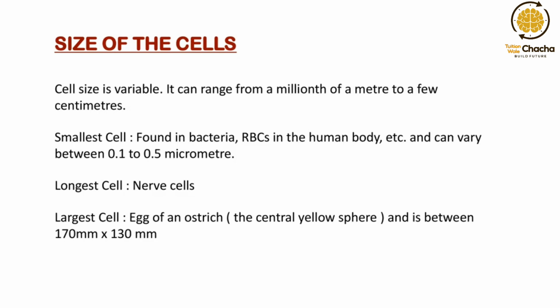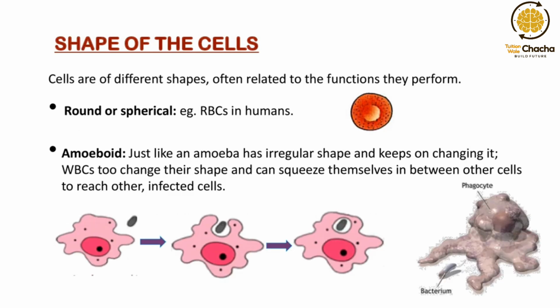Size of the cells. Cell size is variable. It can range from a millionth of a meter to a few centimeters. Smallest cells are found in bacteria, and RBCs in the human body, and can vary between 0.1 to 0.5 micrometers. Longest cell, nerve cells. Largest cell, egg of an ostrich, the central yellow sphere, and is between 170 mm by 130 mm.